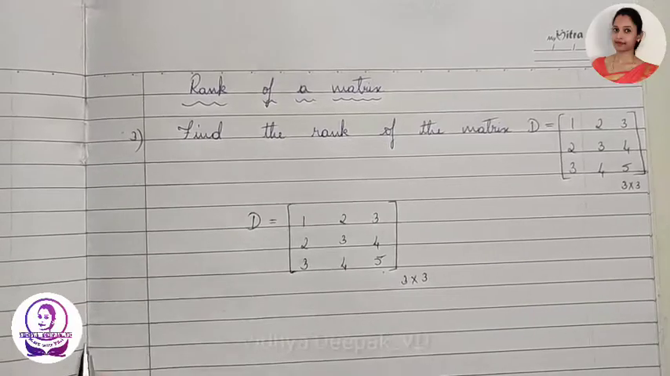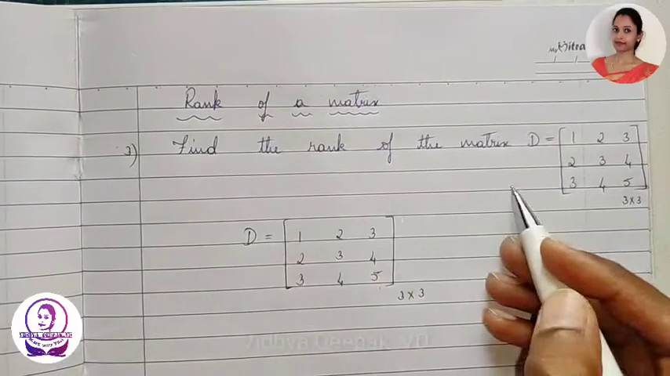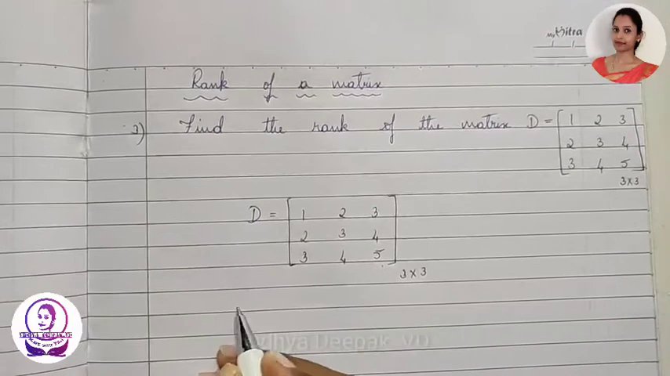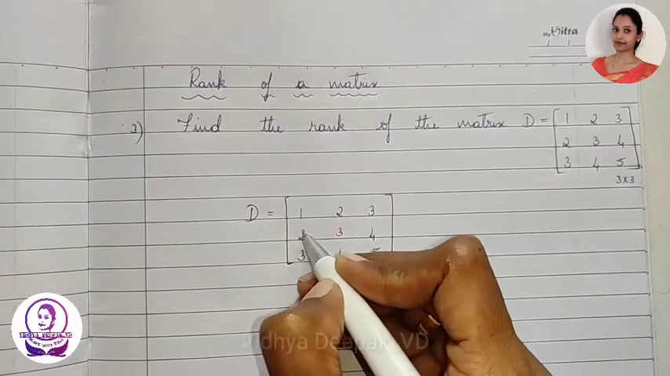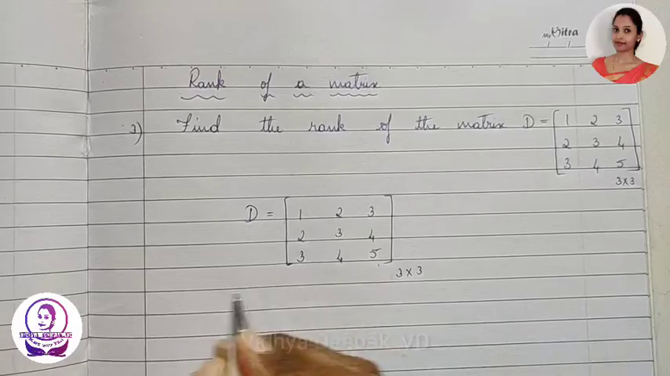Good morning everyone. So today we'll continue with rank of a matrix. Find the rank of the matrix 1 2 3, 2 3 4, 3 4 5. Now you know that you have to make this number 0 first, then this number, then make this row 0. So we'll start.